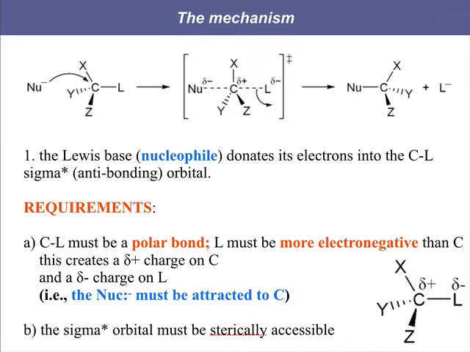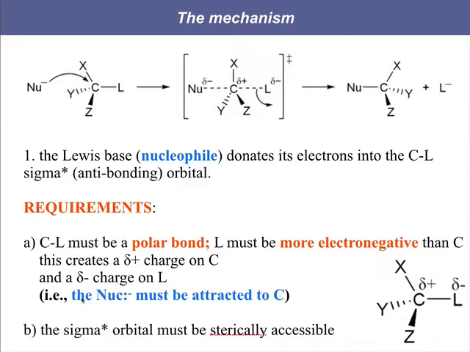So the first step, again, the Lewis base, the nucleophile, donates its electrons into the carbon-leaving group antibonding orbital. There are some requirements for that. It can't just do it willy-nilly. Some specific conditions have to be met. The carbon-leaving group bond must be polar. That is to say, L, the leaving group, must be more electronegative than the carbon. This creates a delta plus charge on carbon like we saw, and a delta negative charge on the leaving group. Therefore, the nucleophile would be attracted to the carbon.